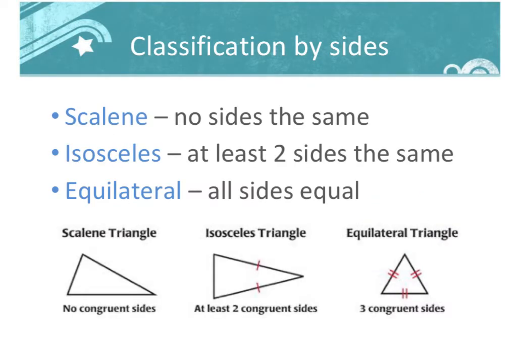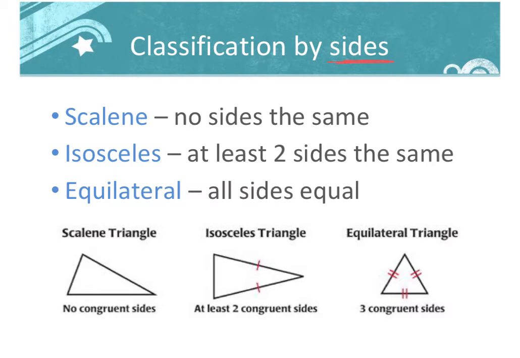All right, so some classifications based on the sides. We classify triangles in two ways. First is by the sides, and then we also classify them by their angle measures. So when we're talking about their sides, there's three possibilities. They can be scalene, which means that no sides are the same length. They can be isosceles, where at least two sides are the same. And then they can also be equilateral, where all sides are equal.